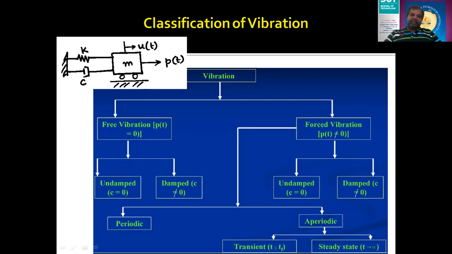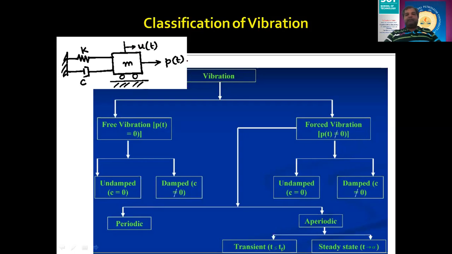So again, I'm taking the same MCK system where the mass is on a roller, and I'm assuming this roller is frictionless. There is no friction actually happening here. It is moving smoothly. It is connected with a spring having stiffness K, and a damper with damping coefficient C. And if I give the force P of t here, under the action of P of t, the displacement of this vibrating system is u of t.